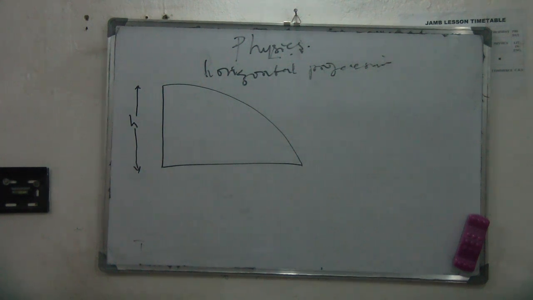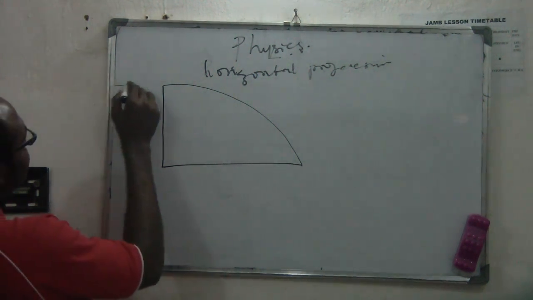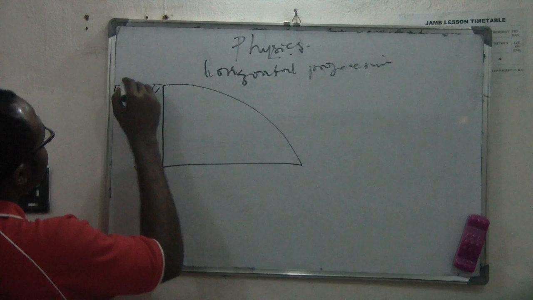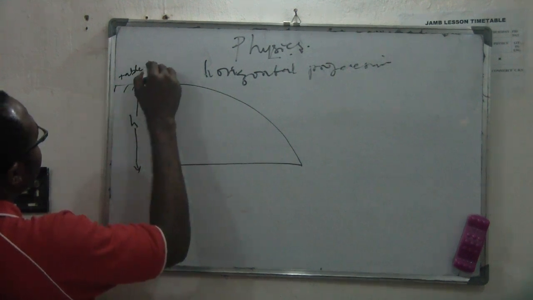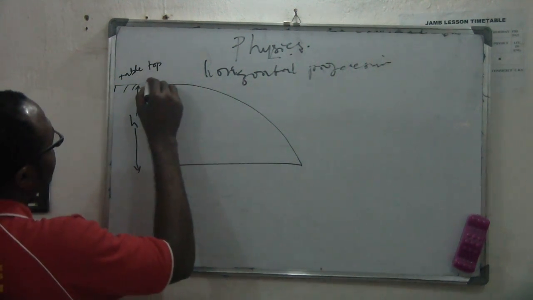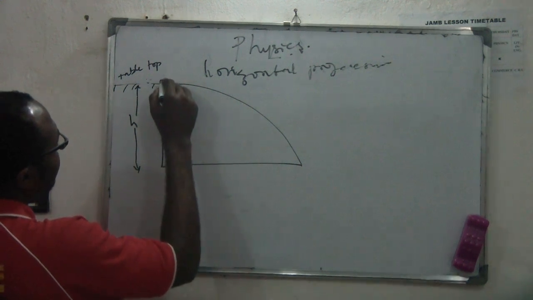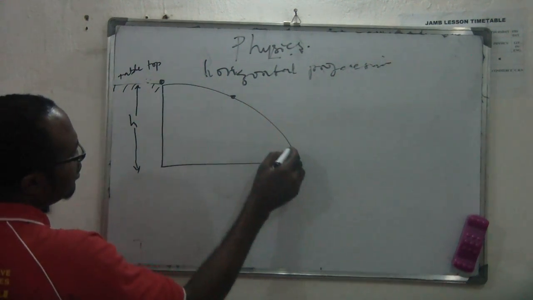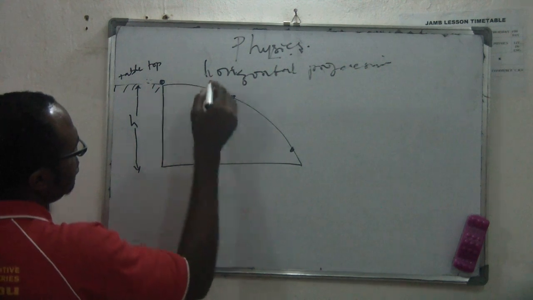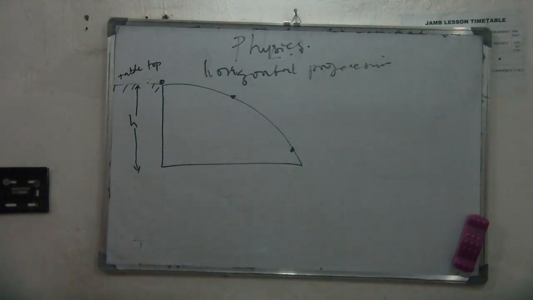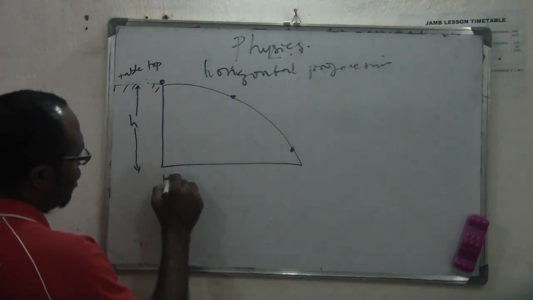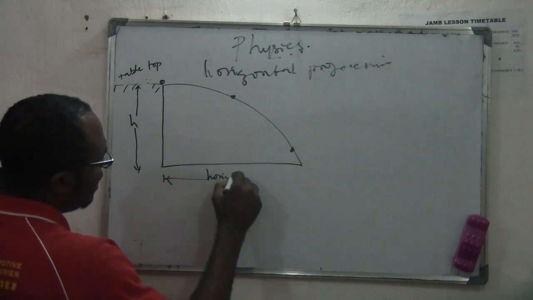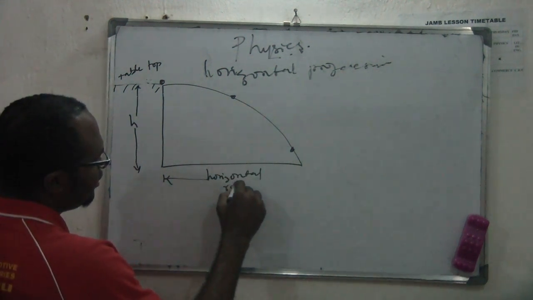So you throw something like a coin. Let's say this is a tabletop. You release something like a coin from here. It makes this motion. This is known as what we call horizontal range.